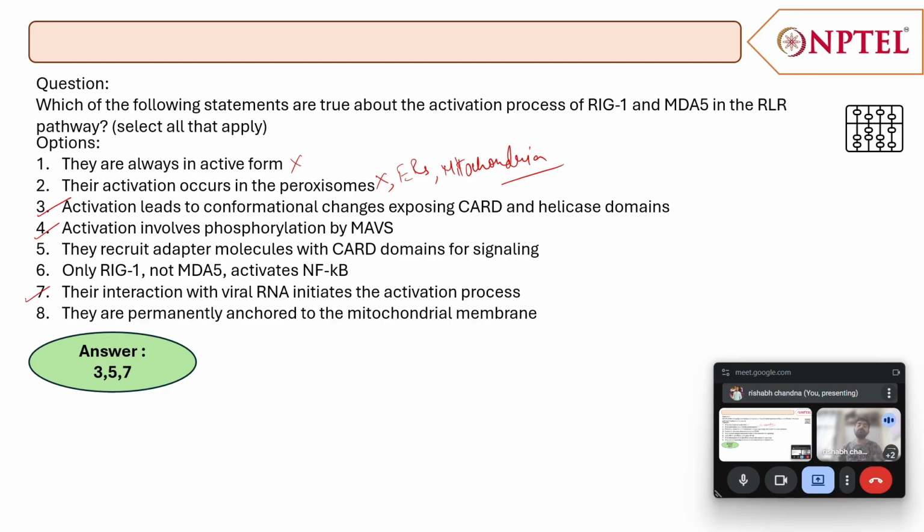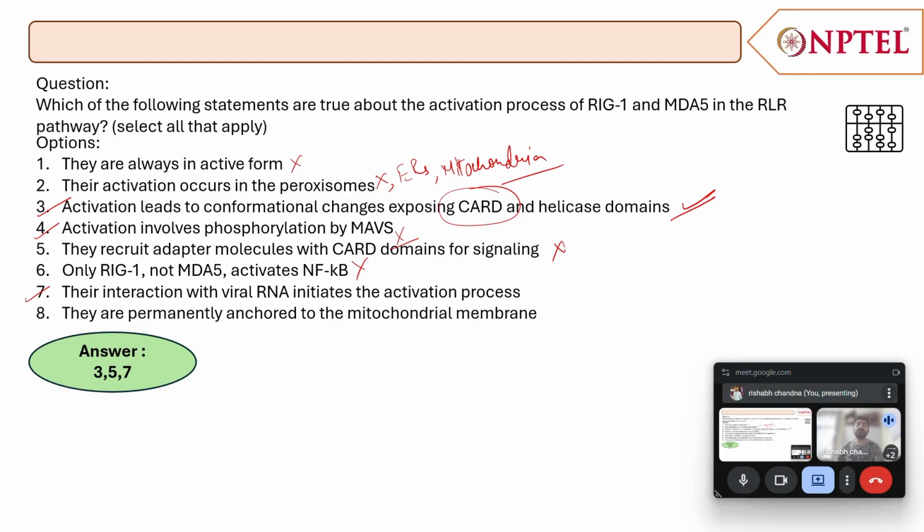Then activation leads to conformational changes exposing CARD and helicase domains. So yes, this is correct. As we have seen that they have the CARD and the helicase domains, the activation leads to the conformational changes in these domains. Okay. Activation involves phosphorylation of MAVS? No. It doesn't phosphorylate, it actually changes its conformation. They recruit adapter molecules with CARD domains for signaling? No. Only RIG1, not MDA5 activates NF-kappa B? No, both of them activate NF-kappa B.